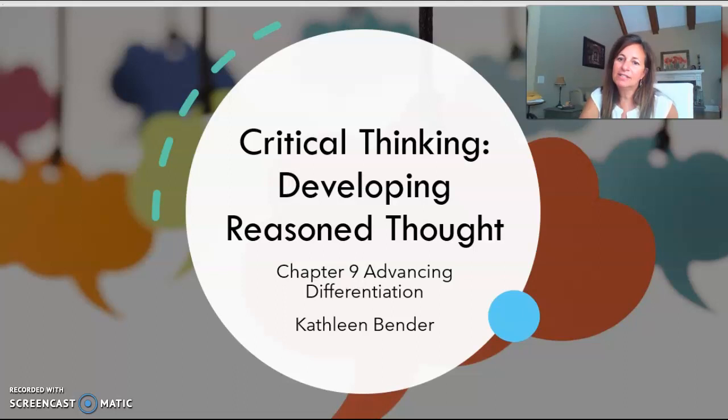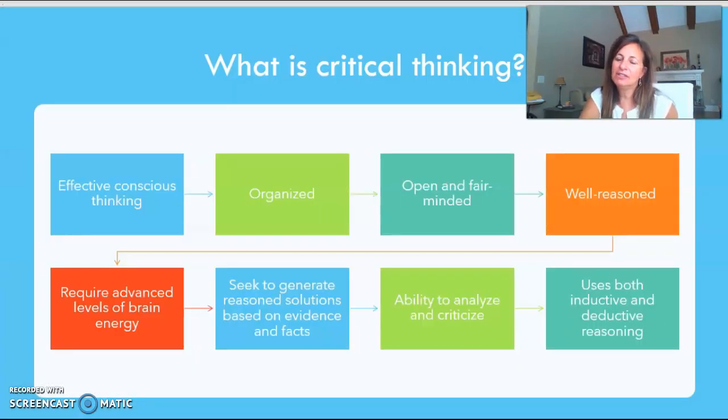So to begin, the first thing we need to do is have an understanding of the definition of what critical thinking is. It is effective conscious thinking, it's organized, it's open-minded and fair, it's well-reasoned, it does require advanced levels of that brain energy. It seeks to generate reasoned solutions based on evidence and facts. It's the ability to analyze and criticize, those higher level thinking skills in Bloom's taxonomy. It uses both inductive and deductive reasoning.